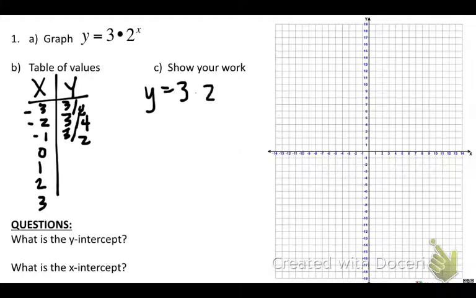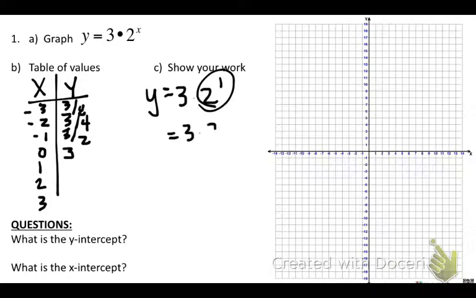3 times 2 to the 0 power. 2 to the 0 power is actually just 1, so 3 times 1 is 3. Y equals 3 times 2 to the 1 power. Okay, anything to the 1 power is itself. 3 times 2 is 6. You know that the base is 2, so really it's going to be doubling every single time.